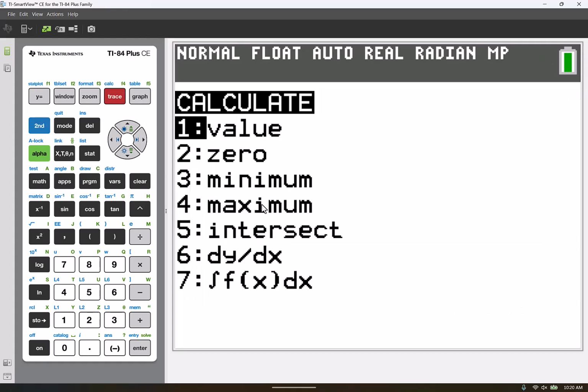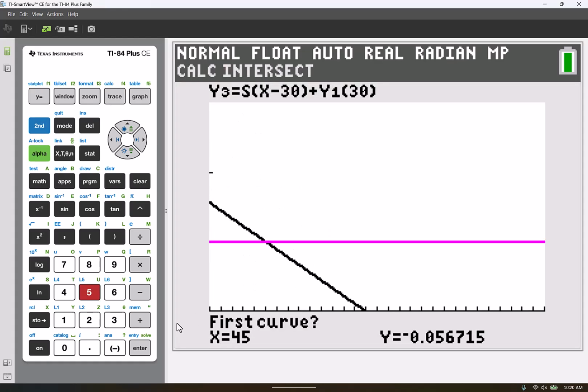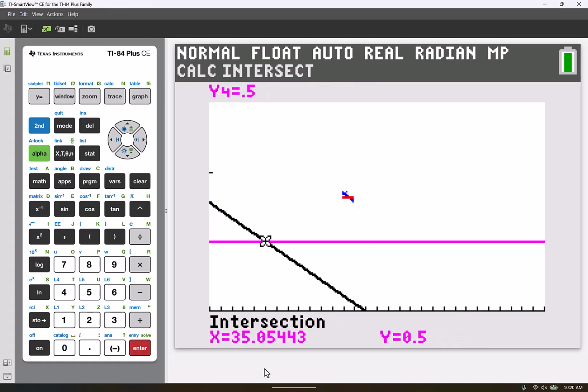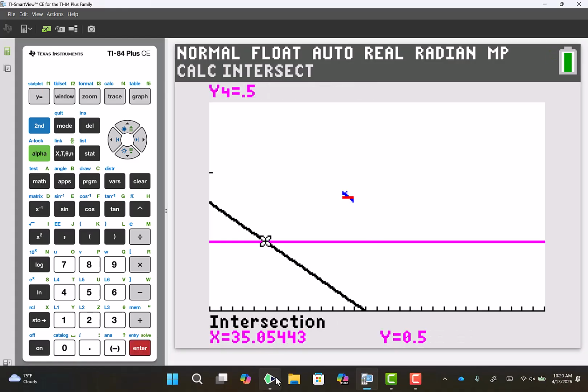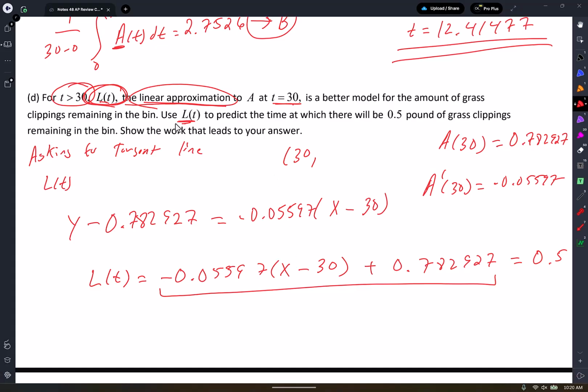Second, calculate number 5. I only have 2 curves there. Enter, enter, because you already stopped it. 35.05. Do they want whole numbers? Use LT to predict the time. Show the work that leads to your answer. Nope, they don't want whole numbers. T equals 35 point, what is it? 0, 5, 4, 3. 0, 5, 4, 3. I did not put the rubric in here.